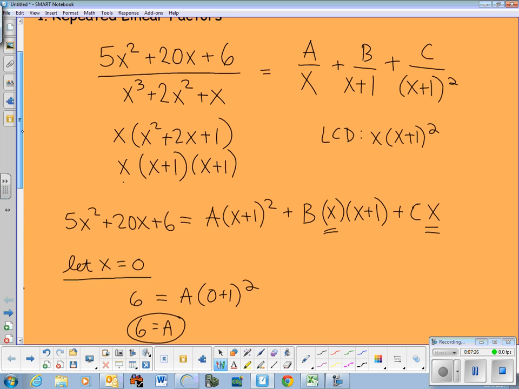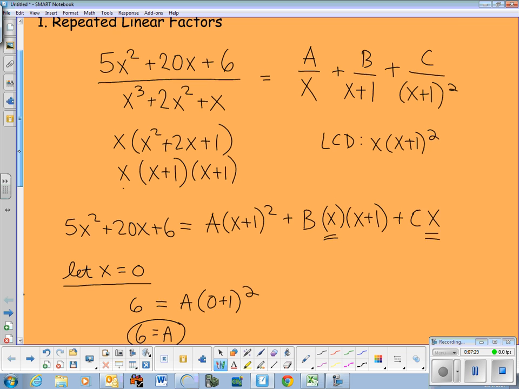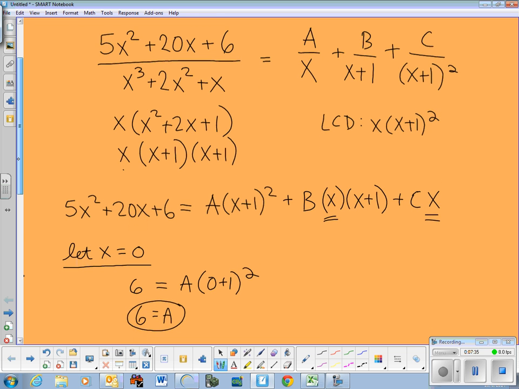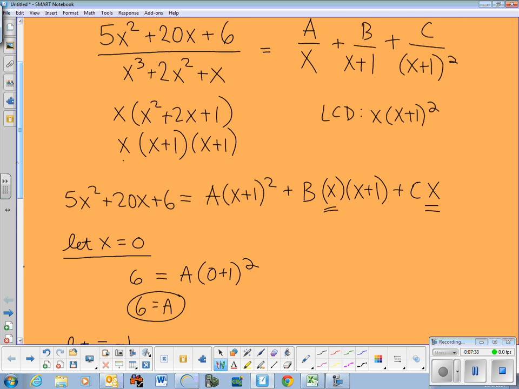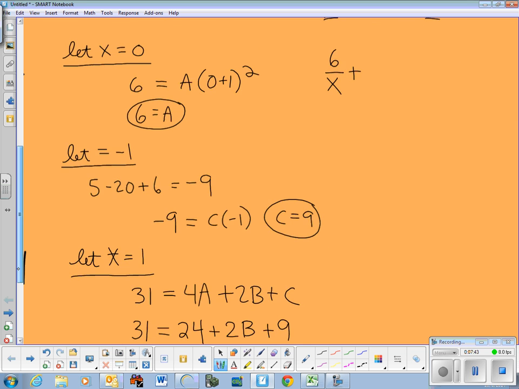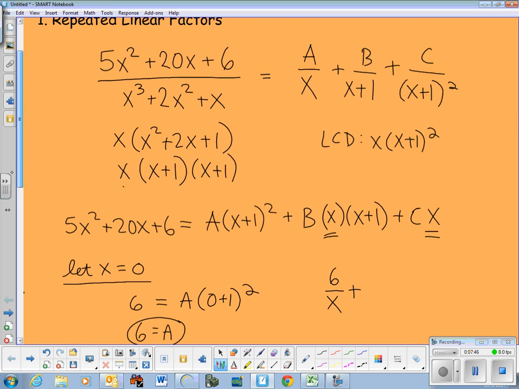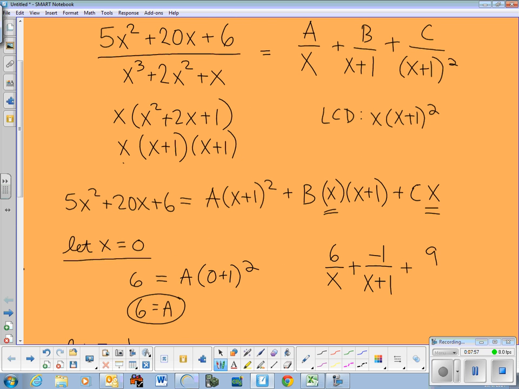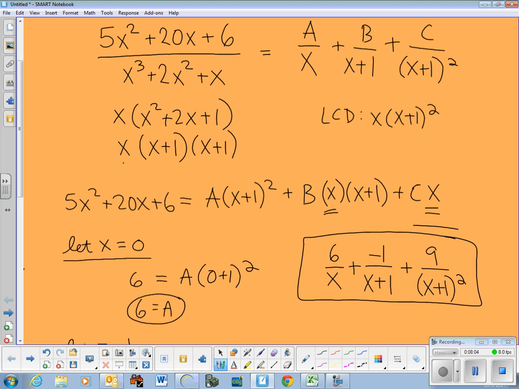Remember what we were doing in the first place, way back up here. Was trying to figure out how we break down 5x squared plus 20x plus 6 over x cubed plus 2x squared plus x. A is 6, so my final answer, 6 over x, plus B was -1. So you could do plus -1 over x plus 1, or you can just do -1 over x plus 1. And C was 9 over x plus 1 squared. And that is that for repeated linear roots.